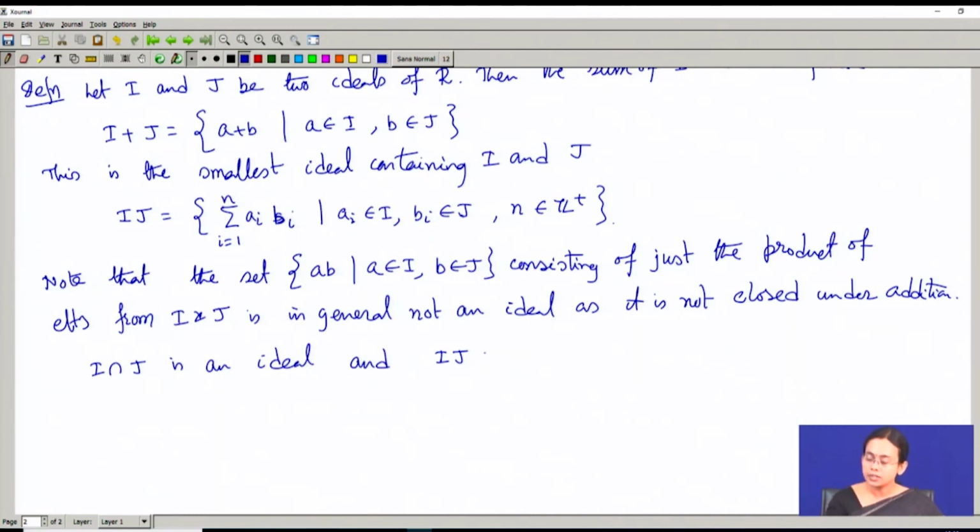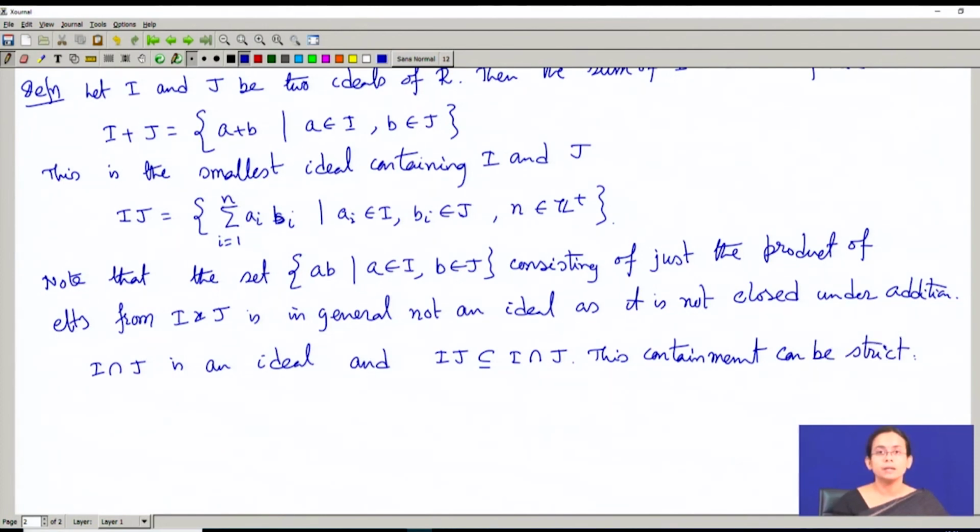So, that means IJ is already sitting inside I intersection J, but you can ask whether this is equal or not. Most of the time it is not equal. So, this containment can be strict. I will give you an example to show that this containment is in fact a strict containment. So, let me go to that example.